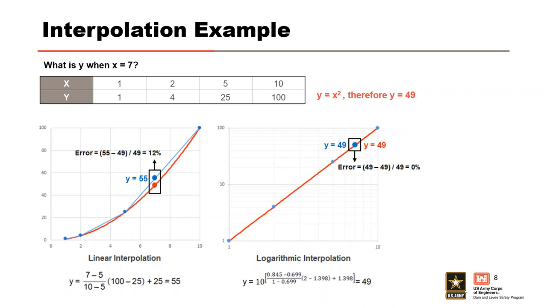If we were to do a logarithmic transformation and do the same thing as shown on the right, we get a y value of 49. It's essentially the same formula as that on the left, but we're taking the log of the x values and then taking the anti-log, or 10 raised to the power of what we just calculated, to transform it back. Comparing the two methods, linear interpolation resulted in an error of 12%, and logarithmic interpolation resulted in an error of 0%. The point is that the method of interpolation can matter quite a bit.